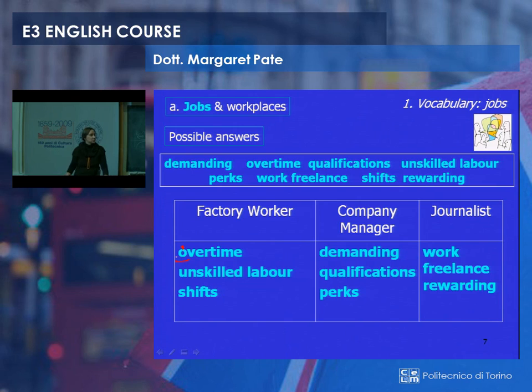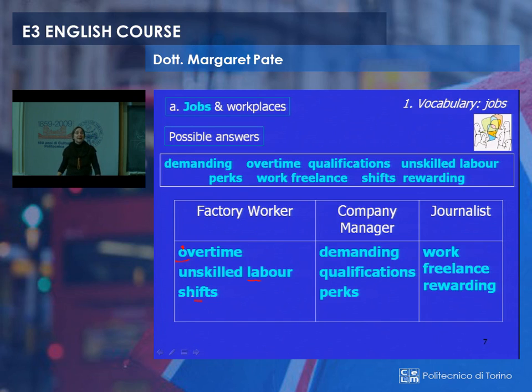Let's look at the second word, because that's the most important. Okay, unskilled. It's on the A. Listen then, it's labor, not labor, but labor. Unskilled labor. What about the next one? Very easy, it's one syllable, so shifts. It just goes on the I, doesn't it? Shifts. Okay, what about the next one?